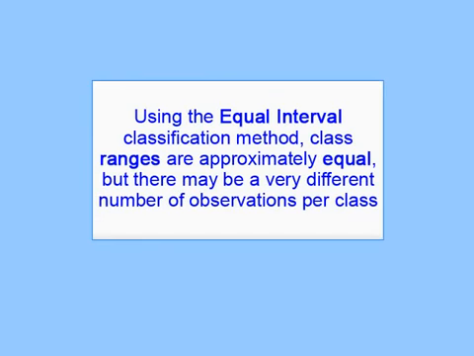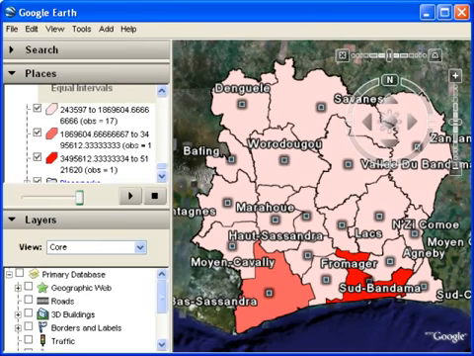Class ranges will be approximately equal, but there may be a different number of observations per class, especially if the data is skewed. In the case of our Côte d'Ivoire data, we have a couple of provinces that have a much higher population than most of the other provinces.